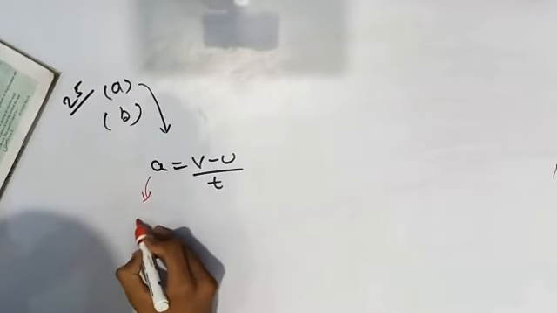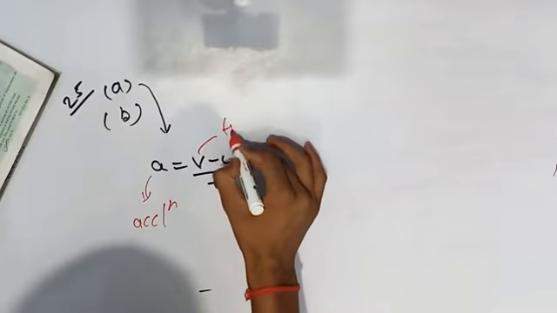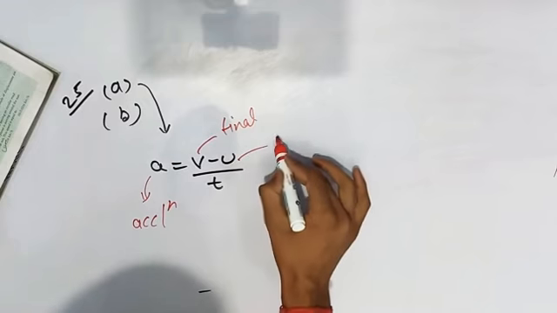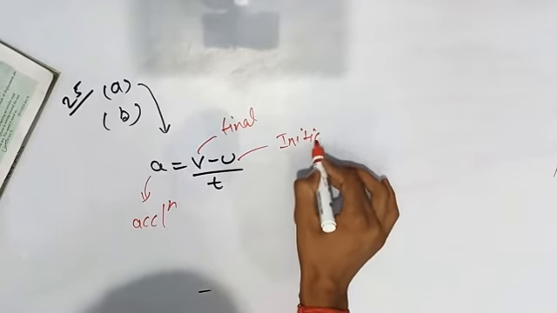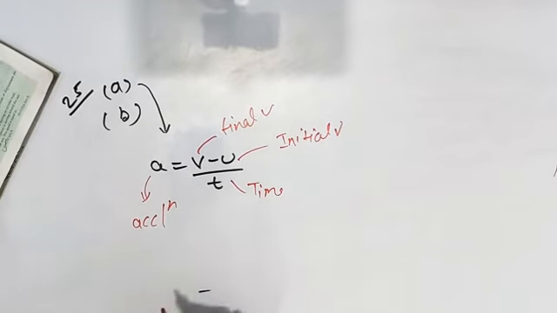And they are asking to define also these symbols. So we define A as acceleration, V as the final velocity, and U as the initial velocity, and T we define as time. So now we understand the formula of acceleration.